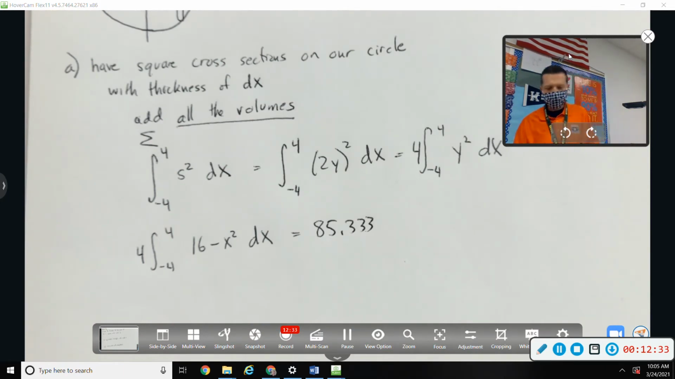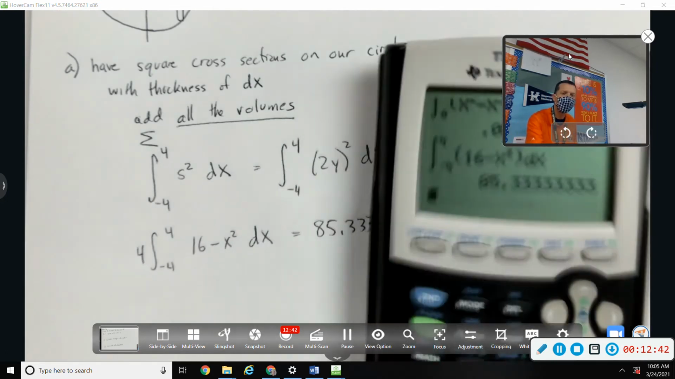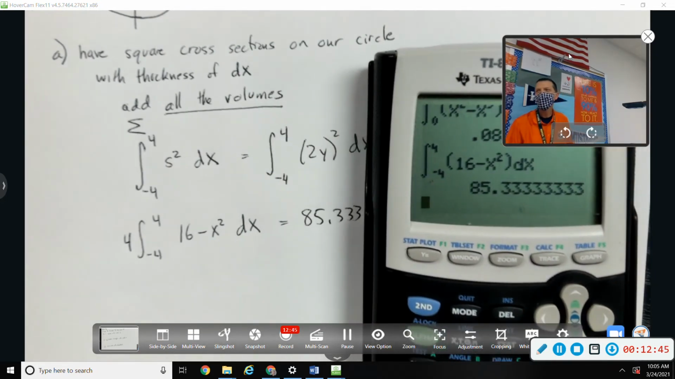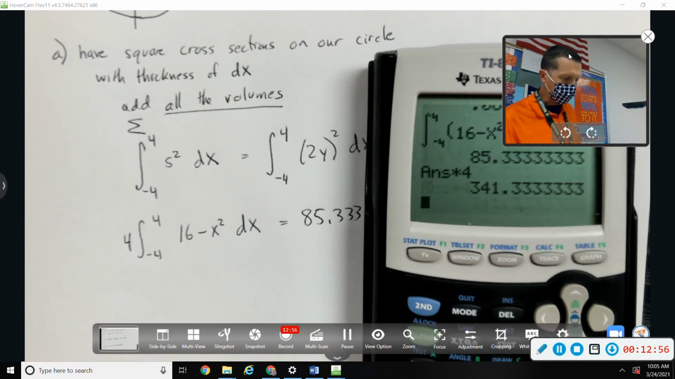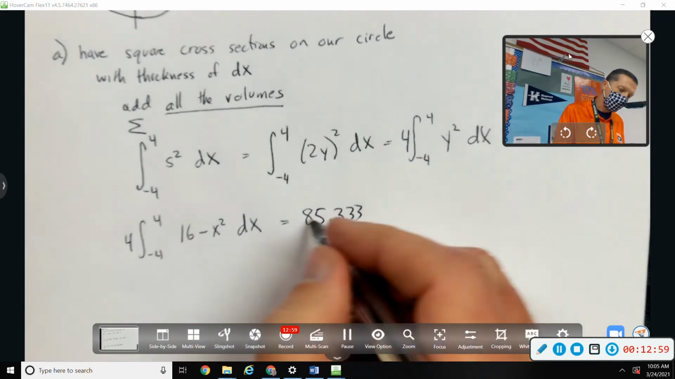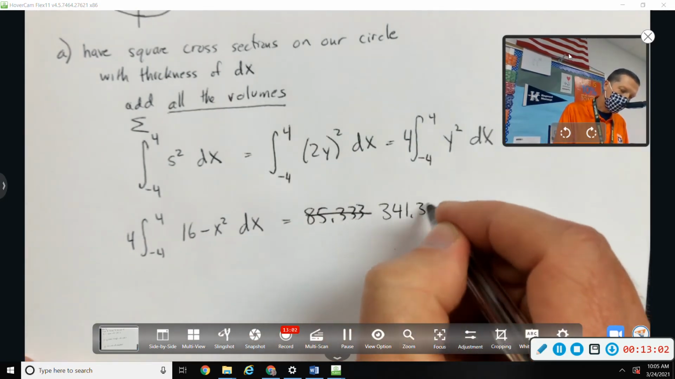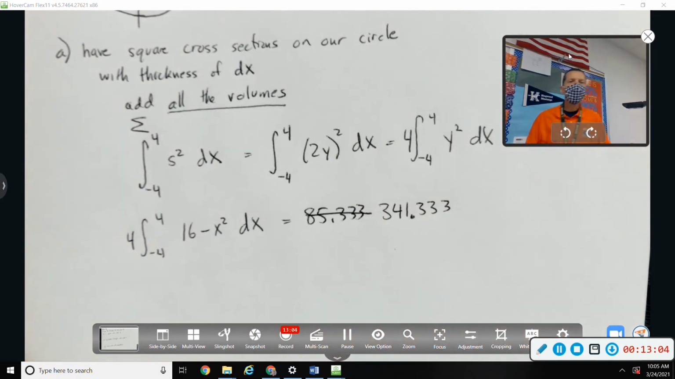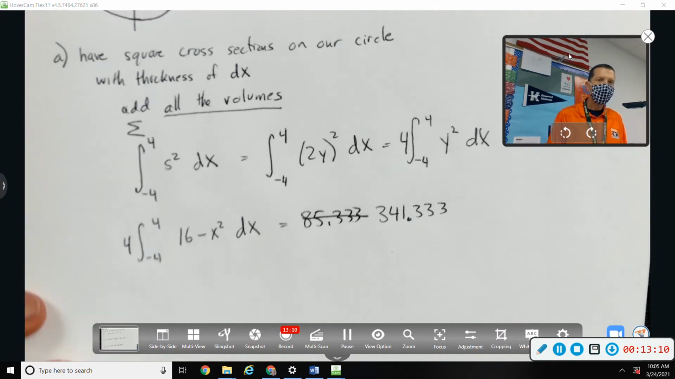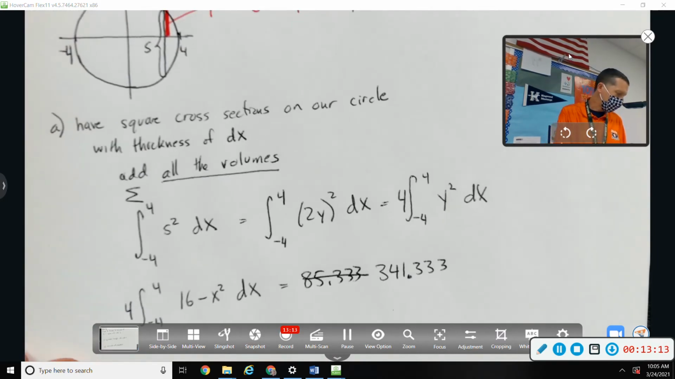Oh, wait a minute. You know what I did? This is a very common mistake. That's not the right answer. I forgot to do something even worse than that. I forgot to multiply by 4. So I put the integral in right, I just forgot to multiply by 4. It's kind of a common mistake, and I probably should have avoided it if I'd just started with the 4. But whatever, times 4, 341.333. Good catch. Yes, you can math frac that if you want.